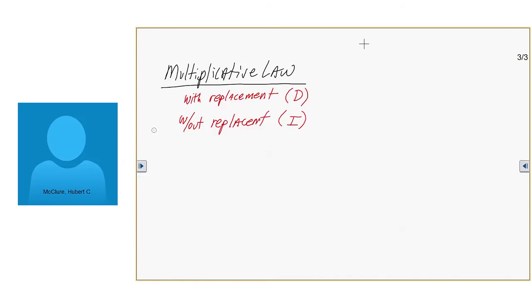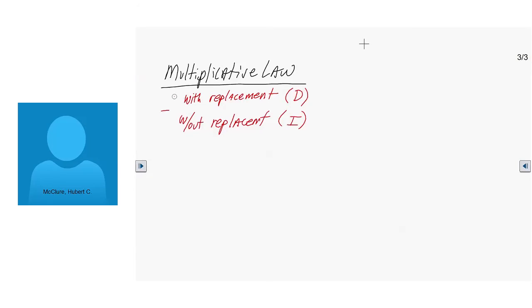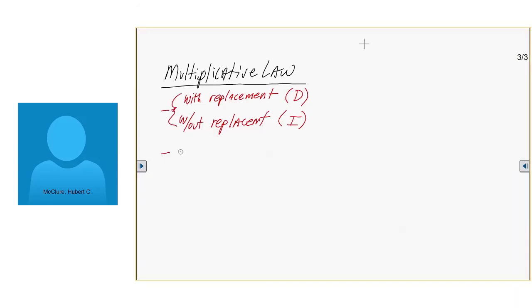The other thing that you have to remember is the word and. The probability of this and that. You see the word and in a test, on a standardized test, when you see probability, parentheses, A and B, you know it's the multiplicative law.